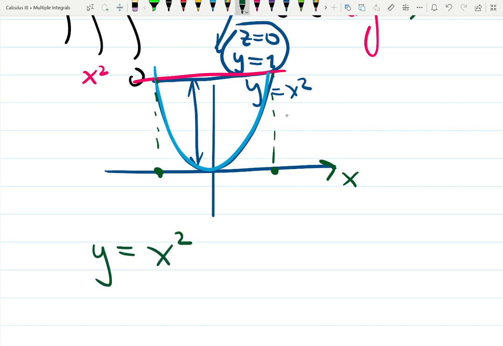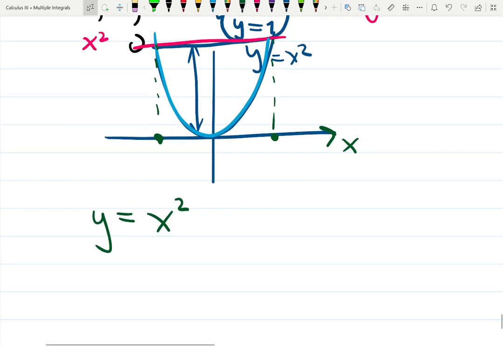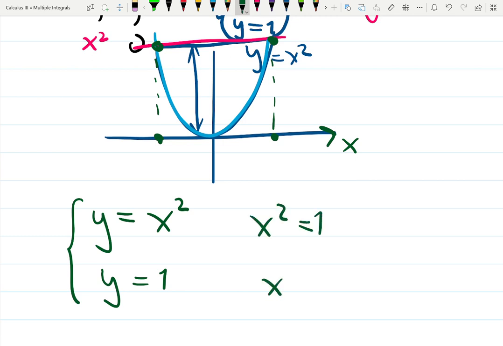It's negative 1 to 1. How did you find it? You plug in, set them equal to each other. You do x is equal to the square root of y, right? Yeah, it's correct. I would say we find intersections of those two curves, those two graphs, right? So x squared equals 1, and then you have only one solution, 1, right?